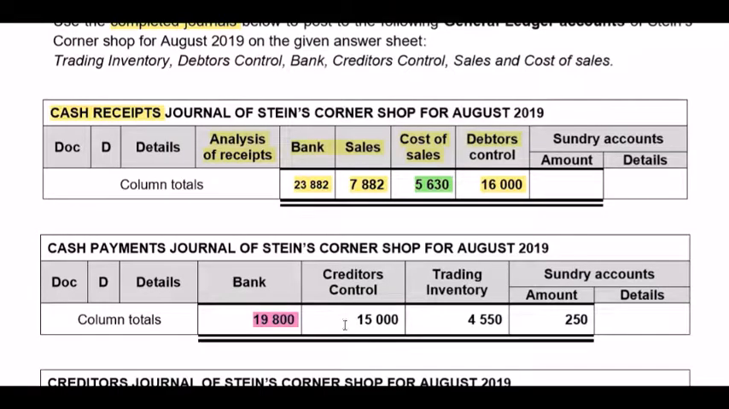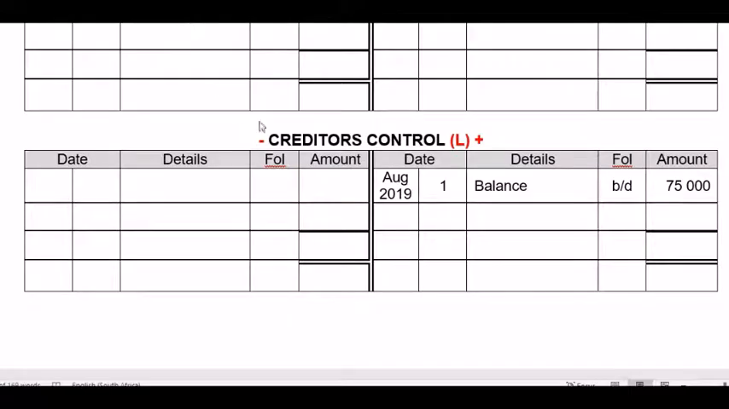Now, the first column after bank is creditors control. Okay, so remember what I said on Monday is that creditors control represent people that we owe money to. But if creditors control appears in the cash payments journal, it means that we've actually made some cash payments to the people that we owe money to. So now we owe them less money. That's why this 15,000 Rand goes to the side where creditors control decreases. And if you look at your ledger, you will see creditors control decreases on the debit side.